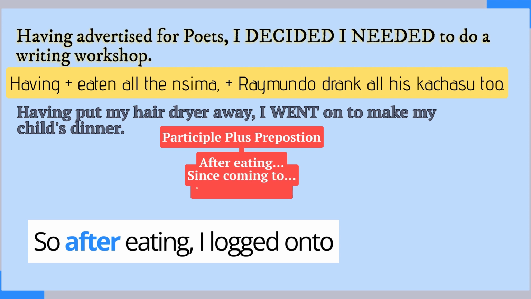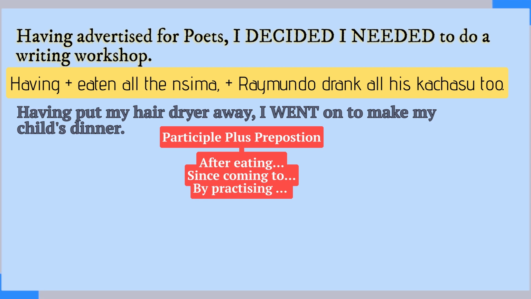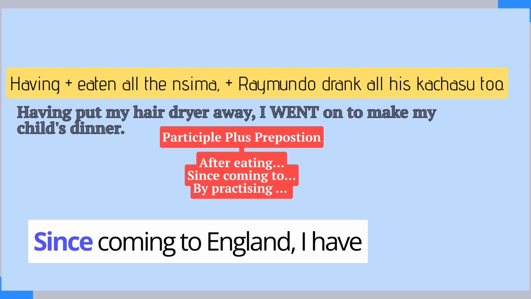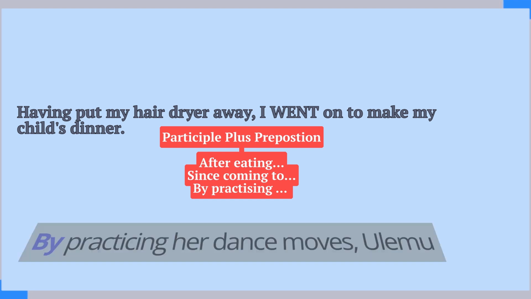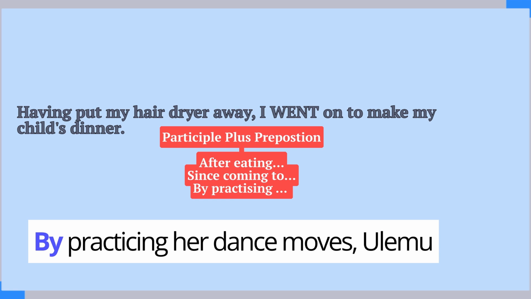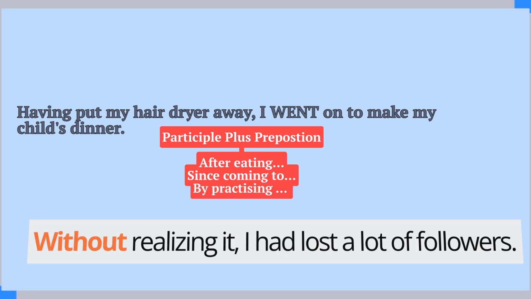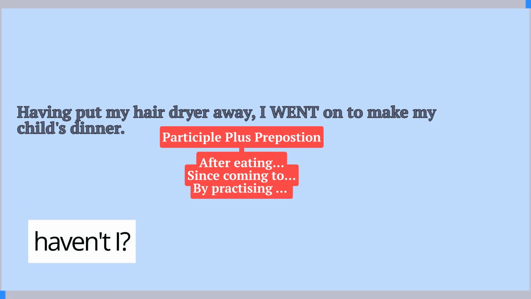So, after eating, I logged onto Facebook to check my notifications. Since coming to England, I have been to university 3 times. By practicing her dance moves, Ulemo became a very good dancer. Without realizing it, I had lost a lot of followers. I haven't, I'm joking. I've gained followers from Malawi, haven't I?